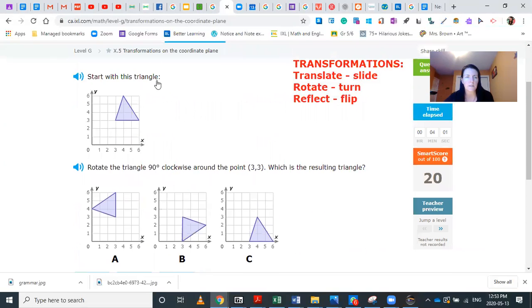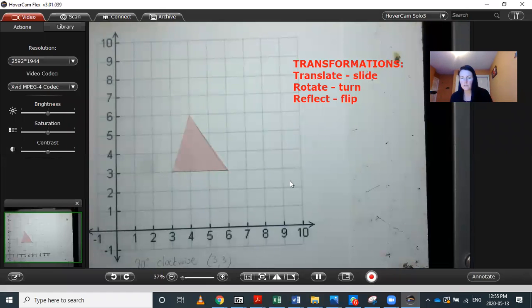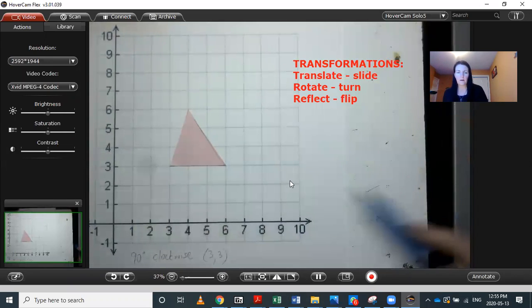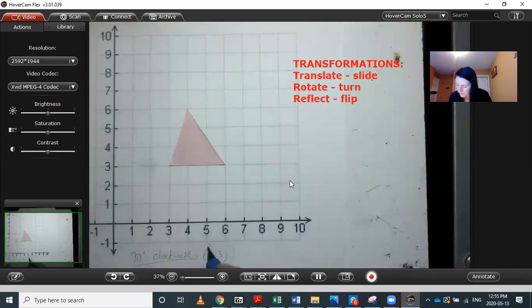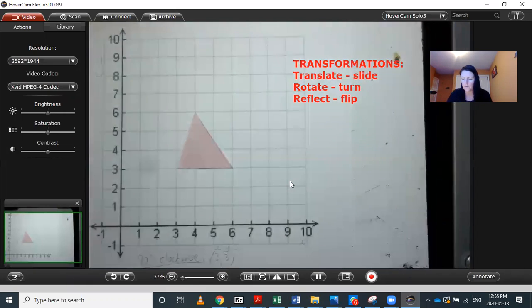Great. Let's look at this one. Start with this triangle. And we need to rotate this 90 degrees clockwise around the point 3 and 3. So which is the resulting triangle? So let's look again at our coordinate plane here. Right, these are the spots where it has asked us to go. And the question was 90 degrees clockwise around point 3, 3. So 3, remember, X is first and Y is second. X is along this way and Y is at the top going up and down.